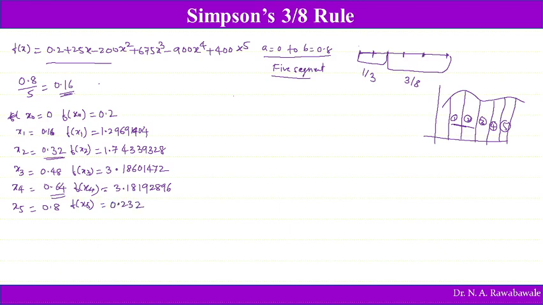Now we have to use Simpson's 1/3 rule for the first 3 points, and for the last 3 segments, 1, 2, 3, we have to use Simpson's 3/8 rule. So the last 4 points, 1, 2, 3, 4, use Simpson's 3/8 rule, and for the first 3 points, 1, 2, 3, we use Simpson's 1/3 rule. And then we have to simplify.